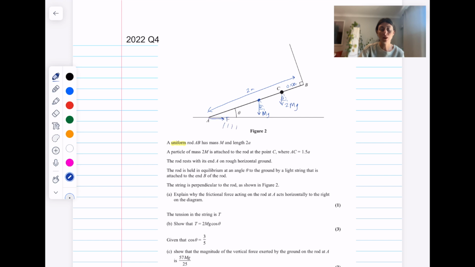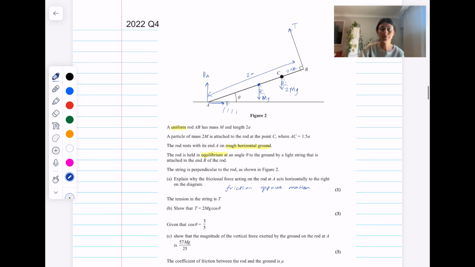And since the ground is rough, friction will oppose motion and will act to the right. In this question, we have to explain why friction acts to the right. And this is because friction opposes motion, so we can write that in. Don't forget, we've also got a reaction force at A, which will be acting perpendicular to the surface. Finally, I've also added on my tension in the string, which gets mentioned in part B. Tension acts away from the object.